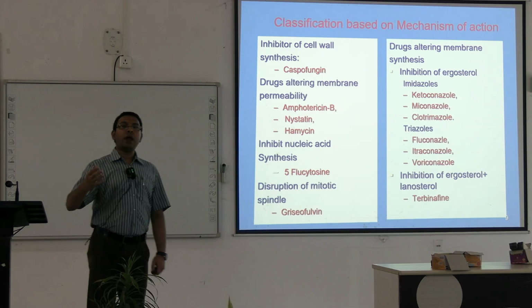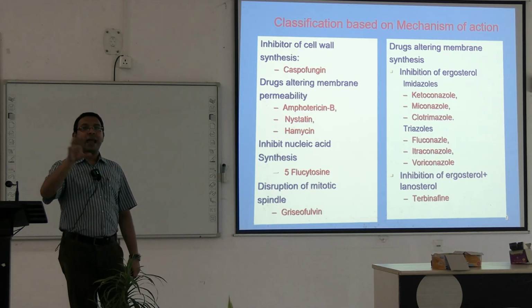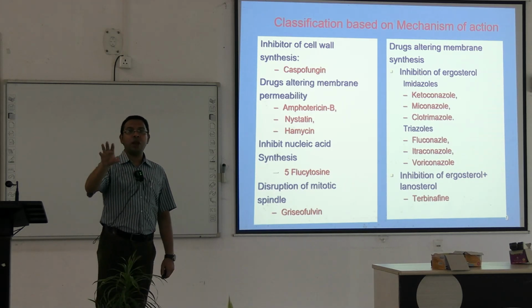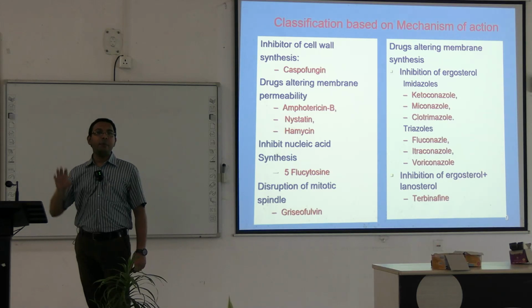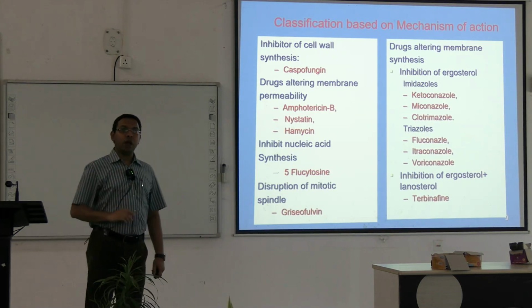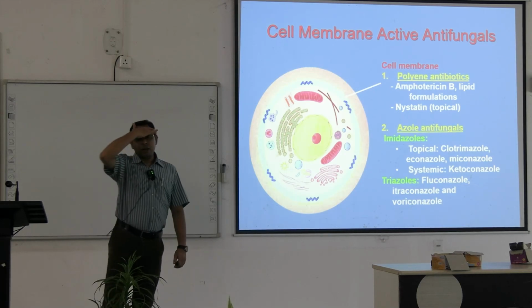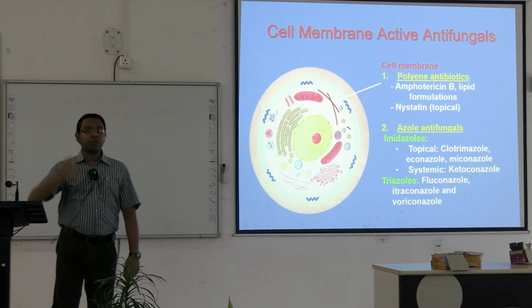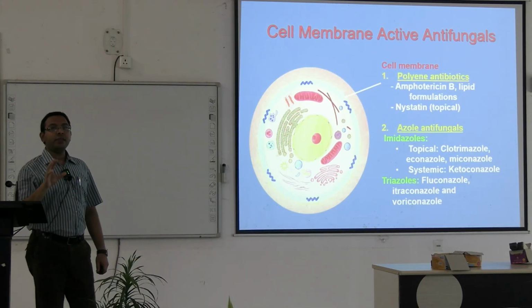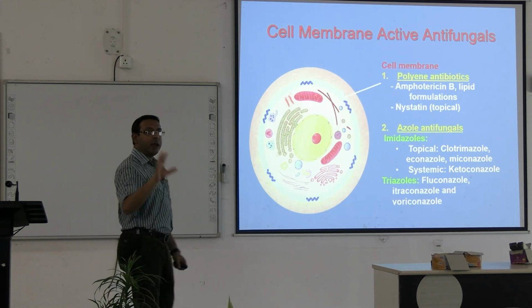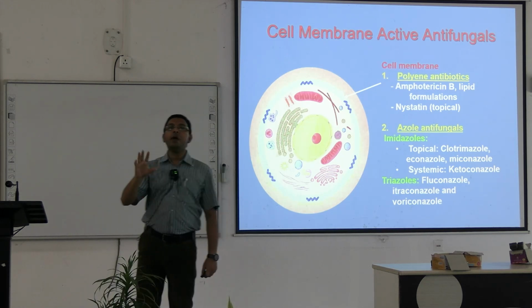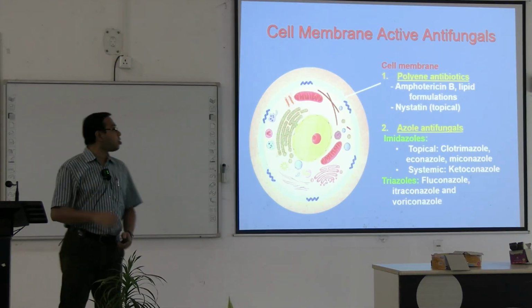So you have to know what antifungal drugs act on what areas. That is, some drugs act on the cell wall, some drugs act on the cell membrane, some drugs act on the nucleus. So first, coming to the cell membrane active antifungals. These are very effective antifungal drugs, of which Amphotericin B is the precursor drug, the main drug, and this was the first invented antifungal drug, Amphotericin B.